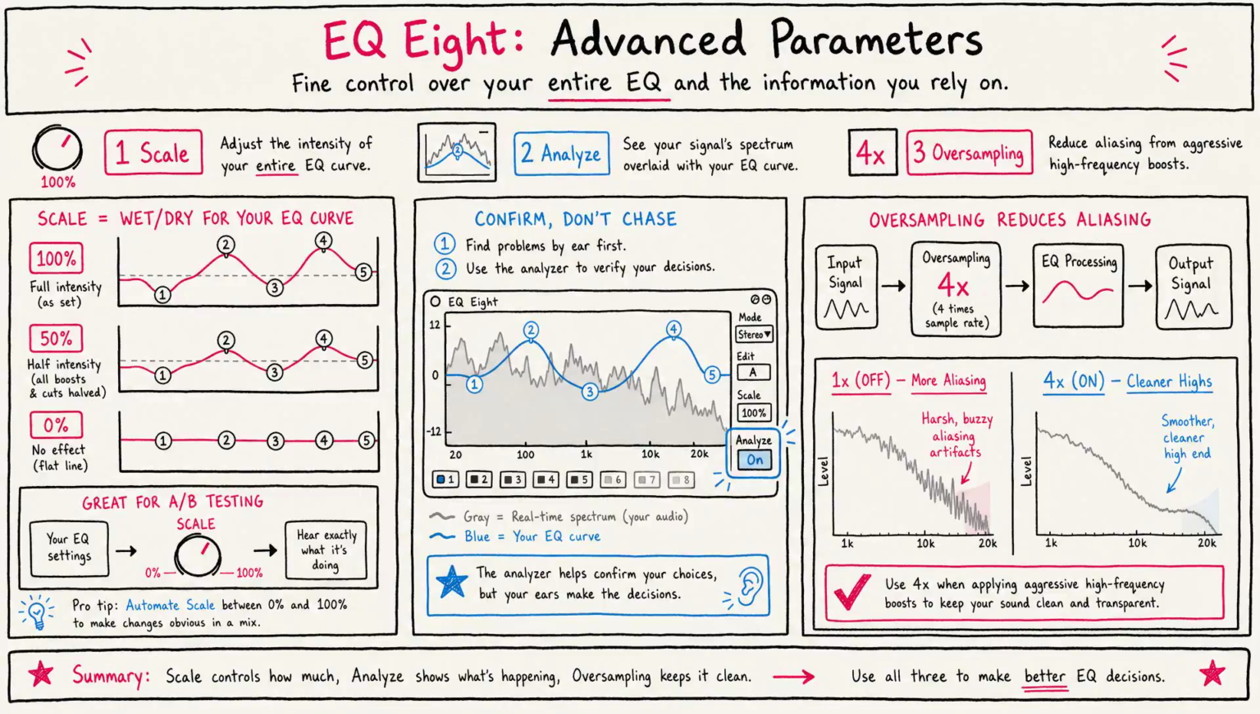Adaptive Q mimics the behavior of classic analog equalizers, automatically narrowing the bandwidth when you boost and widening it when you cut. This creates more musical results because analog EQs naturally exhibited this behavior due to circuit characteristics. Enable adaptive Q when you want a warmer, more vintage character. Disable it when you need precise, consistent bandwidth control.